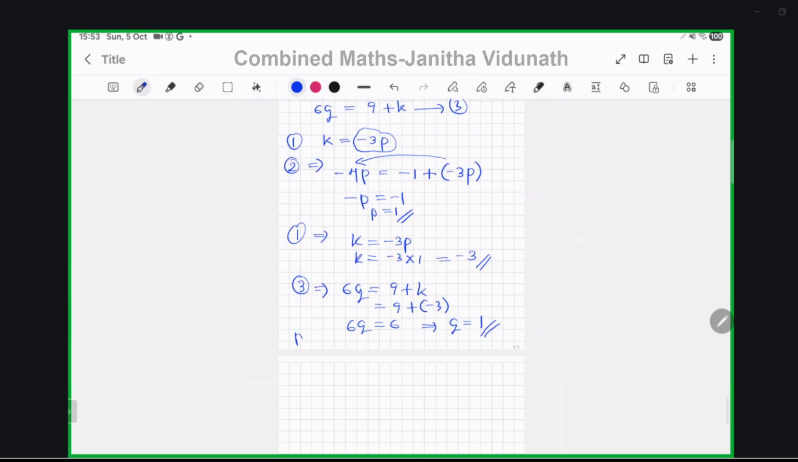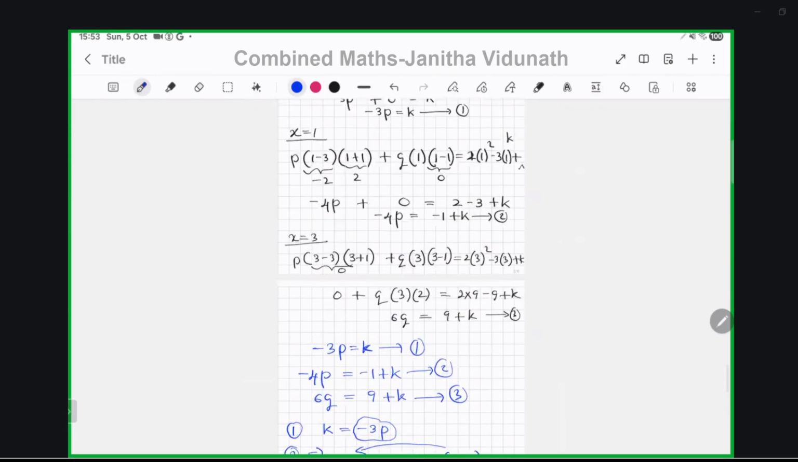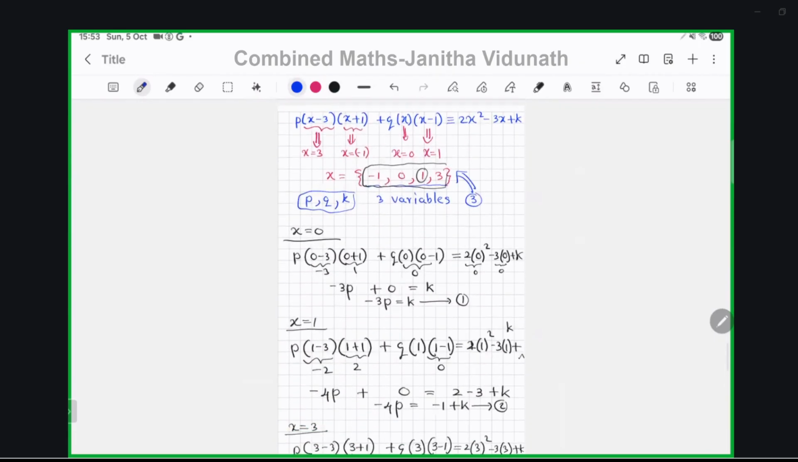P is equal to 1. Q is also equal to 1. K is equal to minus 3. Those are the answers for the question. Okay, I will give 2 minutes to write down those things.